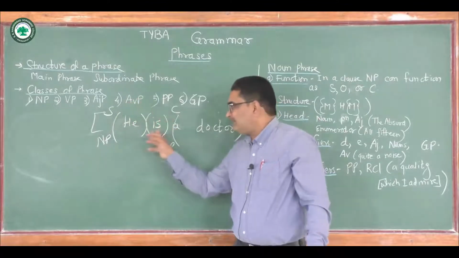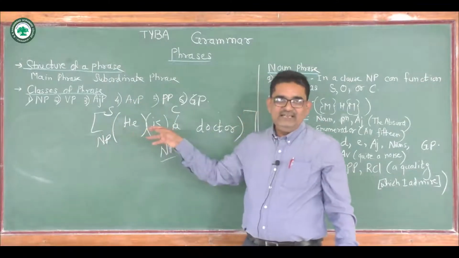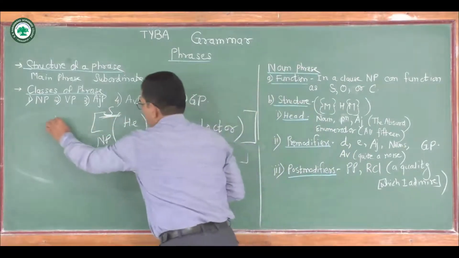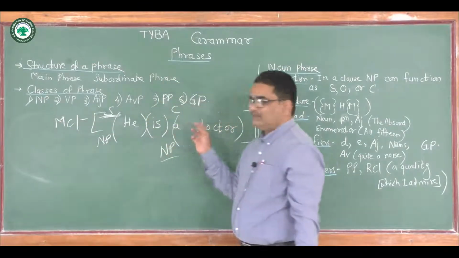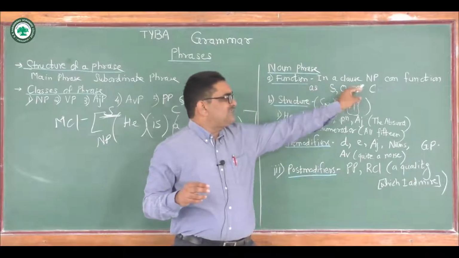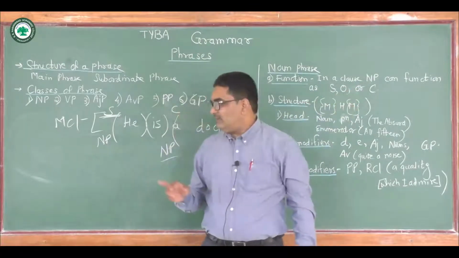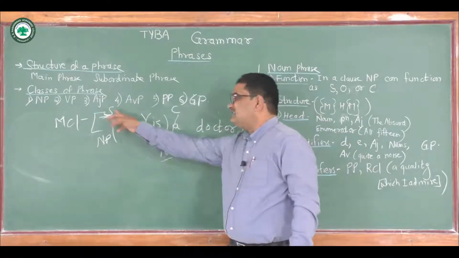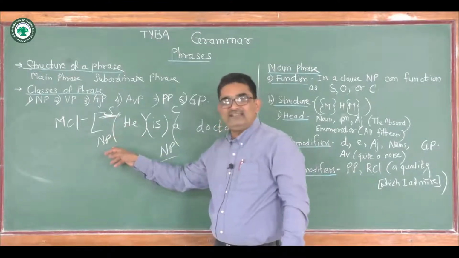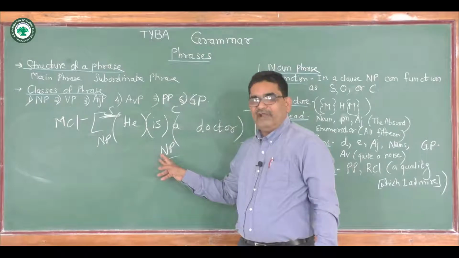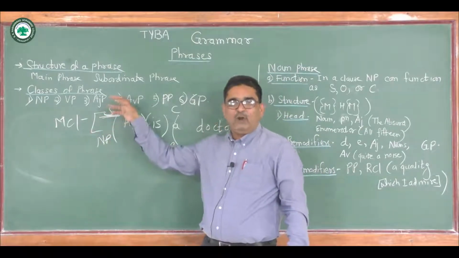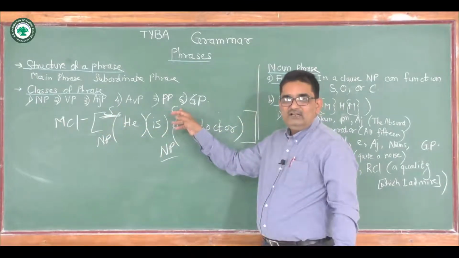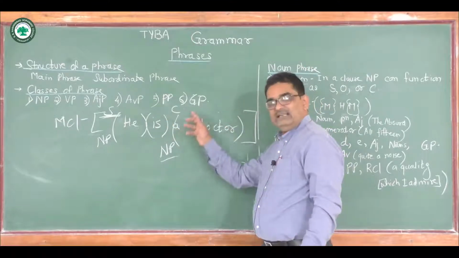But which phrase is it? It is a noun phrase, and what does it function as? This is a main clause. In a clause, a noun phrase can function as subject, object or complement. Likewise, he is a doctor. Here he is the subject, and this is a noun phrase. It can also function as complement: a doctor. So in he is a doctor, it is a complement.